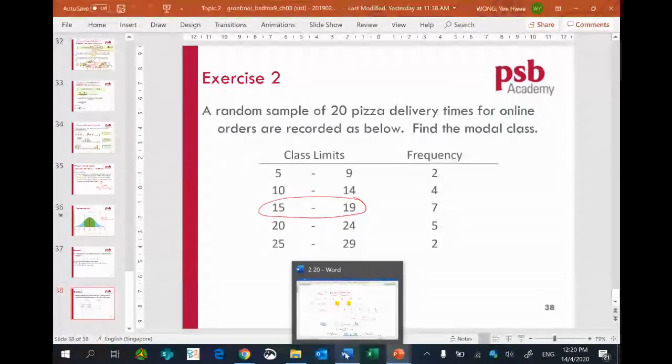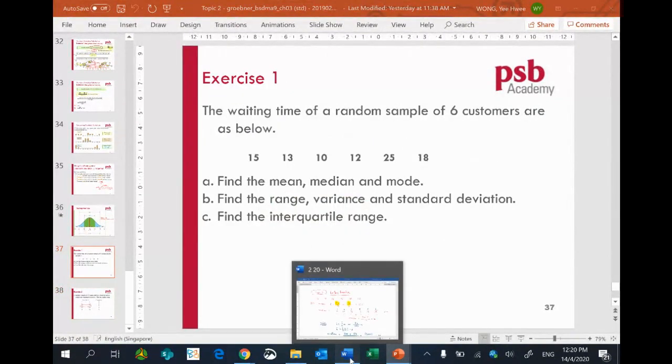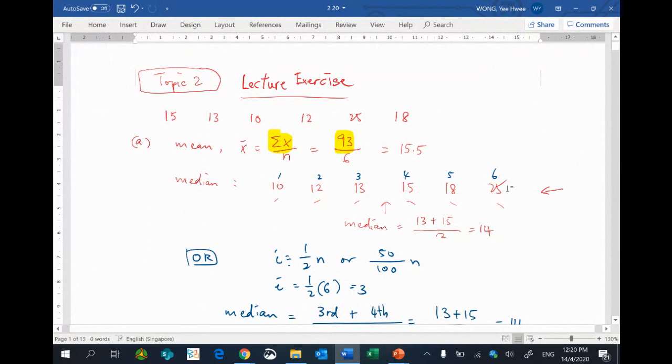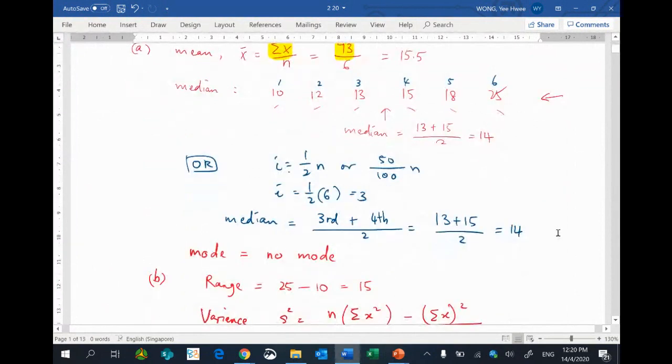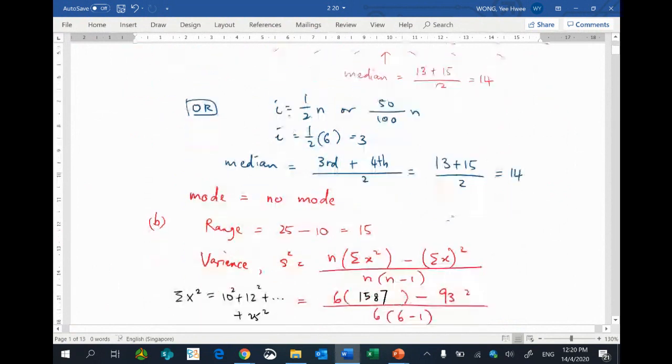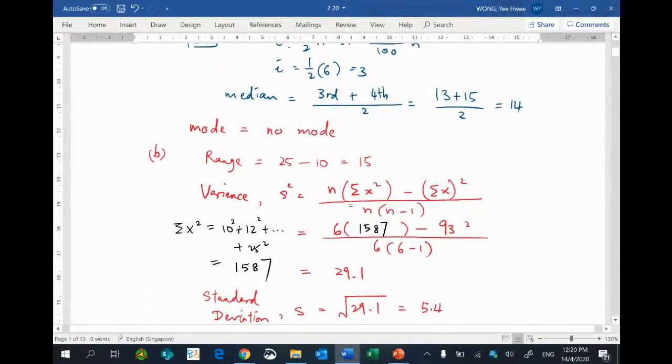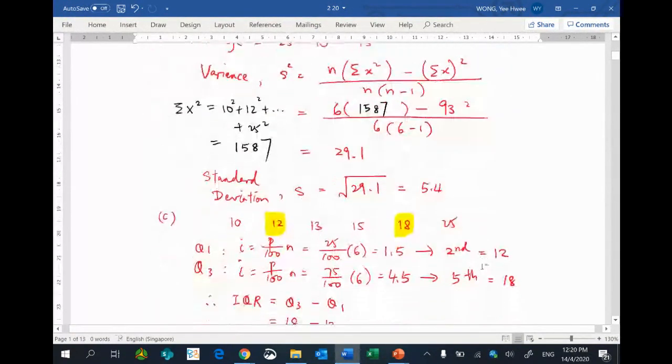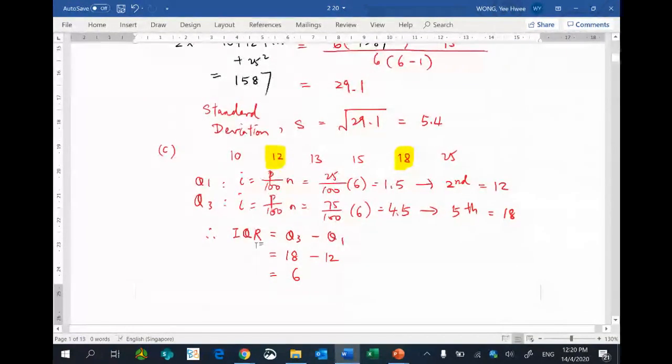What we have done for this particular one is we have gone through the lecture exercise. I showed you how to do it. So you have the mean, you have the median, two ways of doing it. You have the mode, then you have the range, and you have variance, and standard deviation. Then part C is you're going to find the IQR, but you need to know what is Q1 and what is Q3. Okay, right. So that's all.